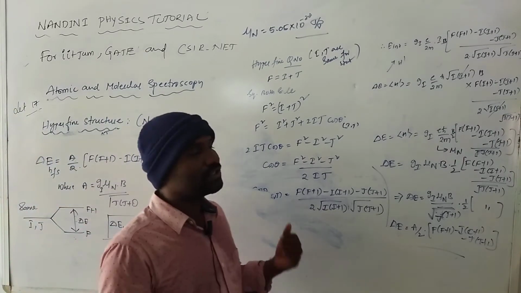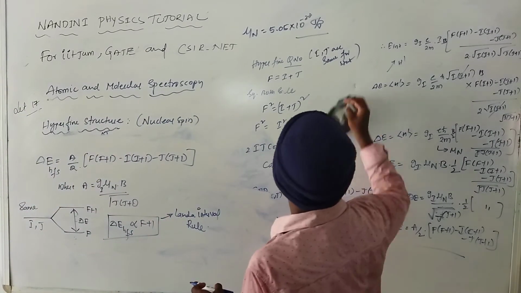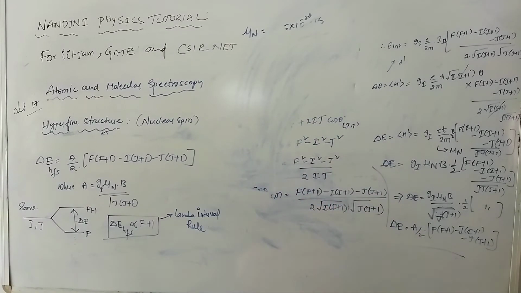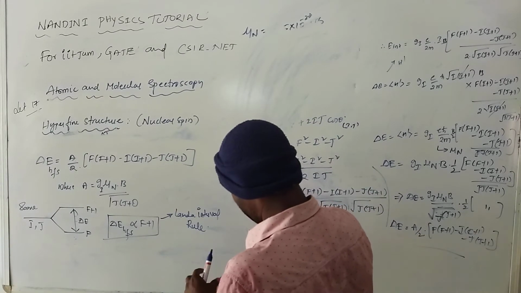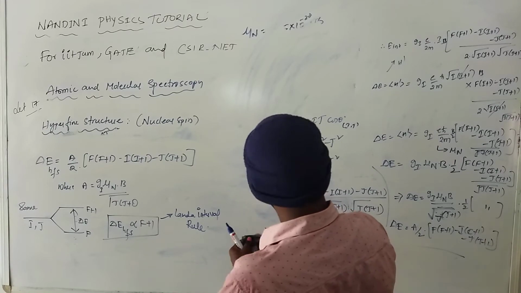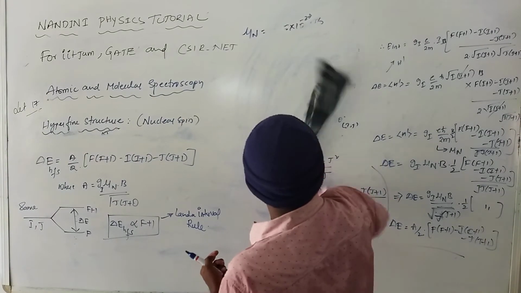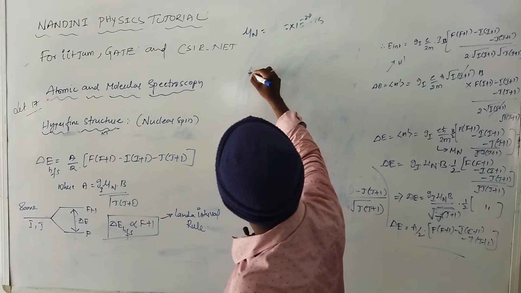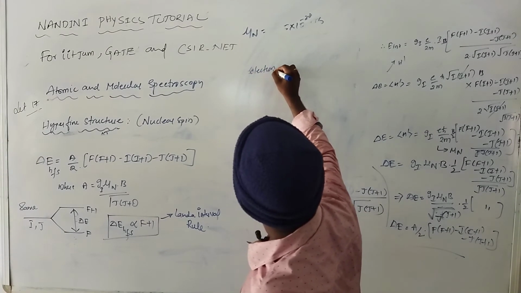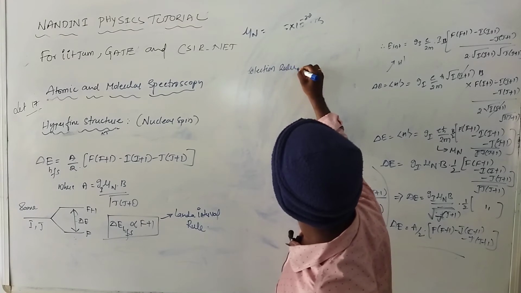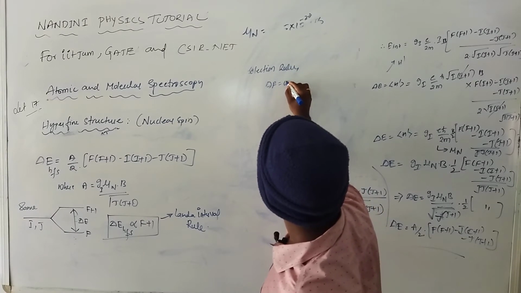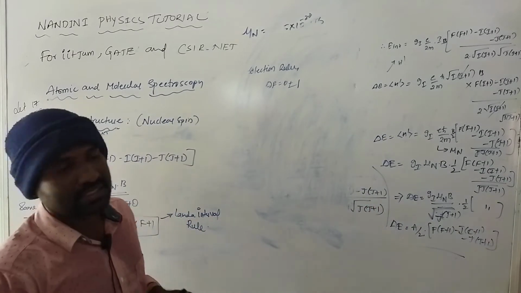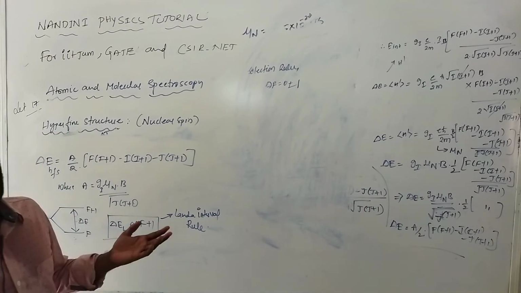And what are the selection rules for hyperfine structure? I will write the hyperfine structure selection rules. The selection rules: delta F is equal to 0, plus or minus 1. Selection rules for hyperfine structure is delta F is equal to 0, plus or minus 1.